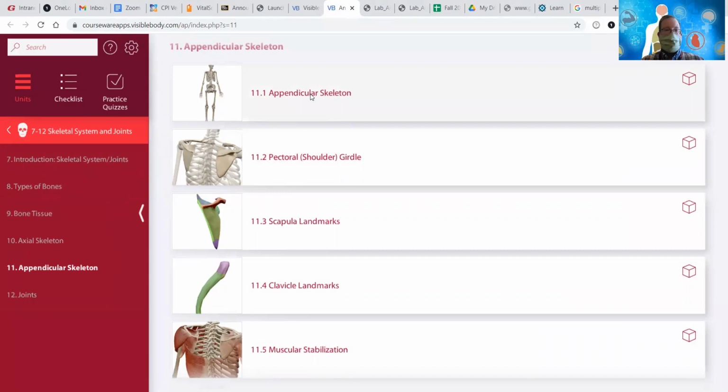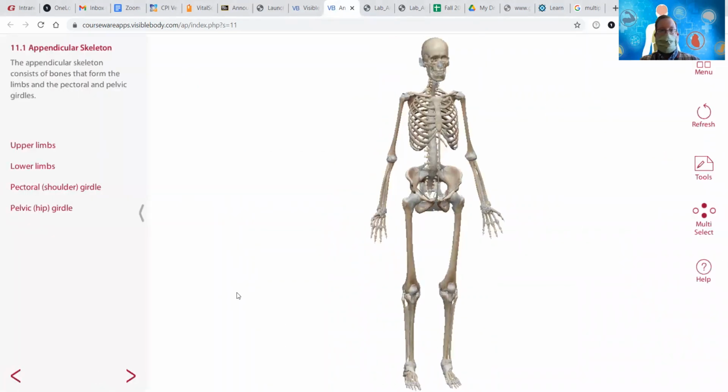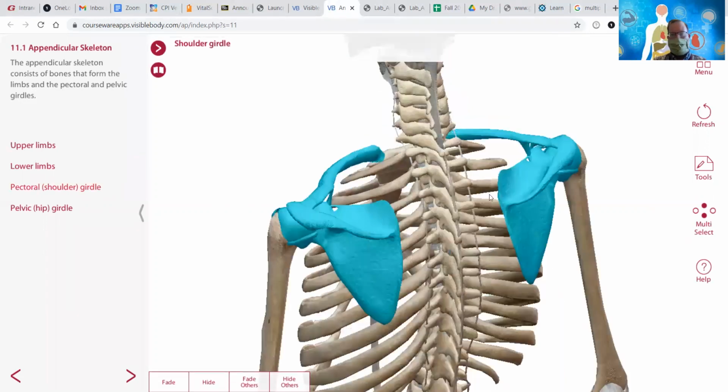All right, appendicular skeleton. That's where we're going to start today, and then we're going to go through joints a little bit. The appendicular skeleton, as you know, and as we mentioned last week, deals with the limbs for sure, right? The appendages, your arms and legs, but also deals with what we call the shoulder or pectoral girdle, which would be the clavicle or the collarbones, and then the shoulder blades or scapulae.